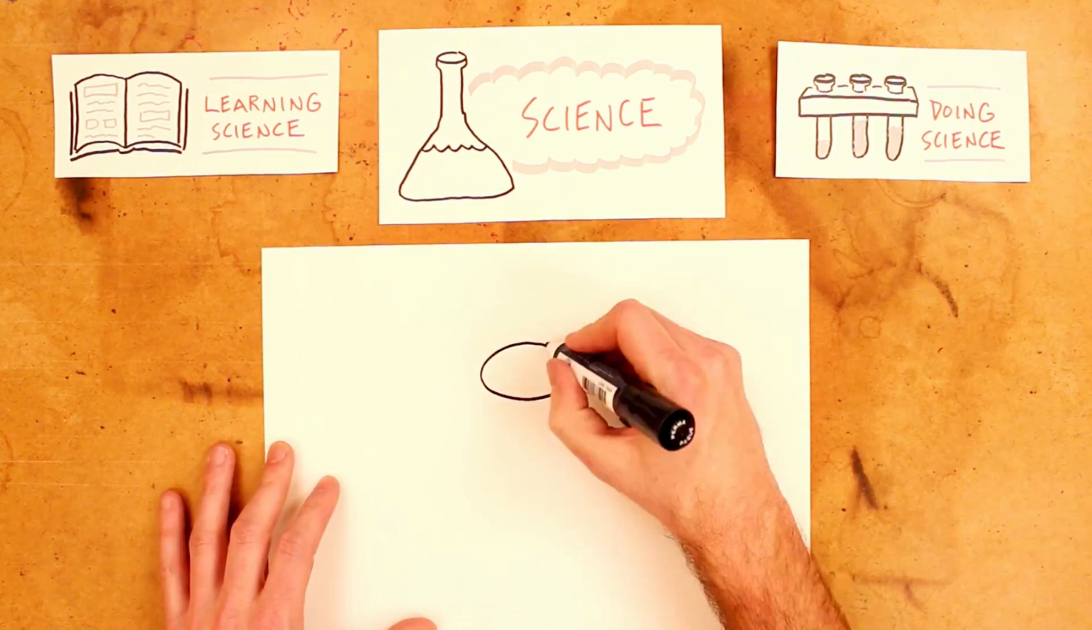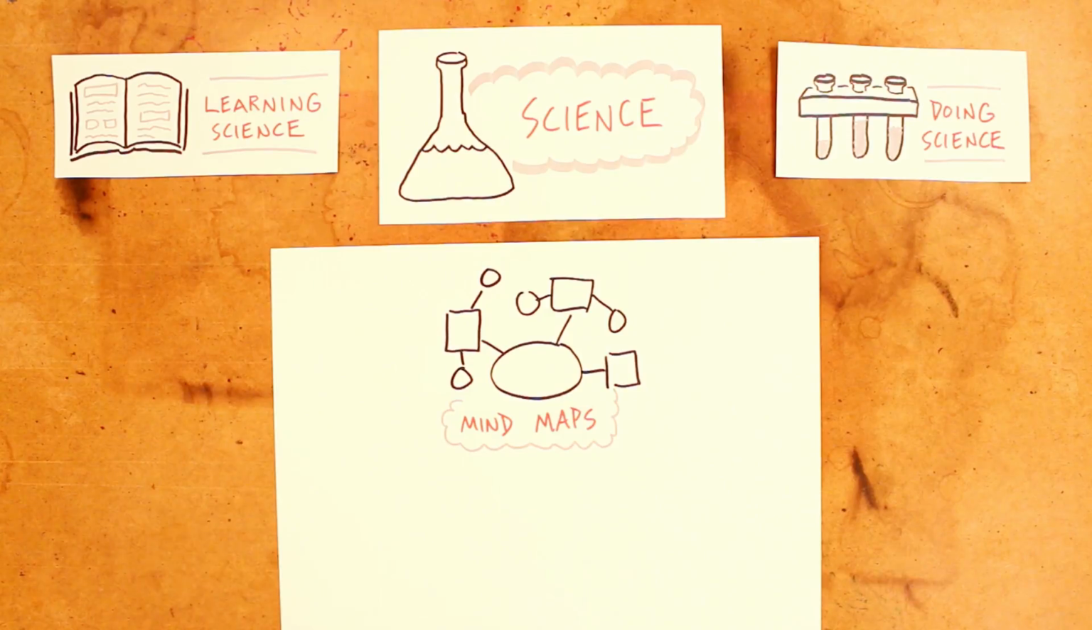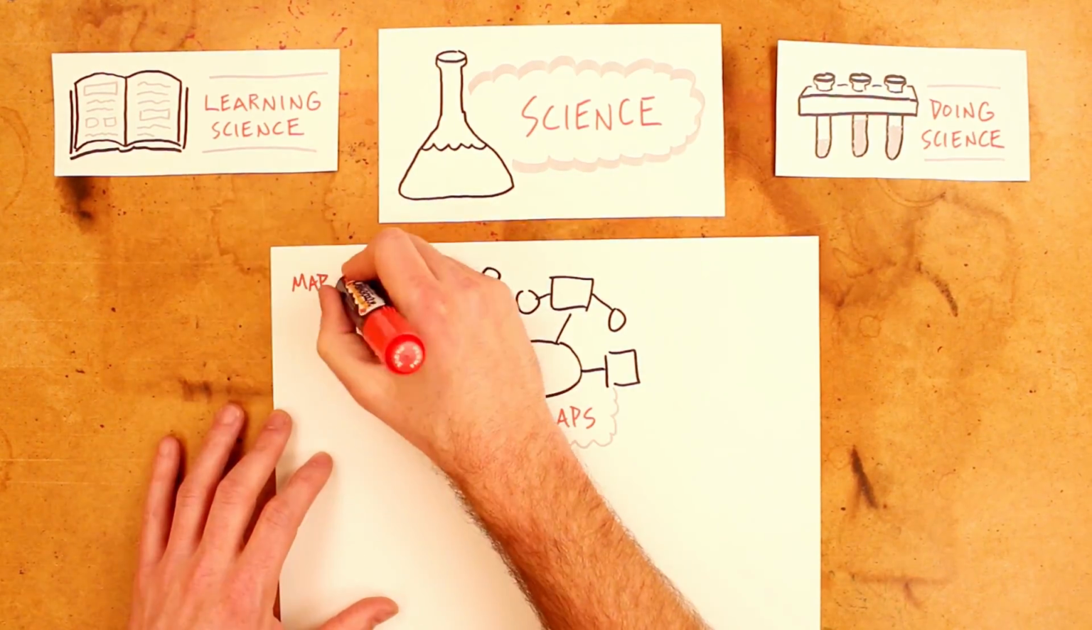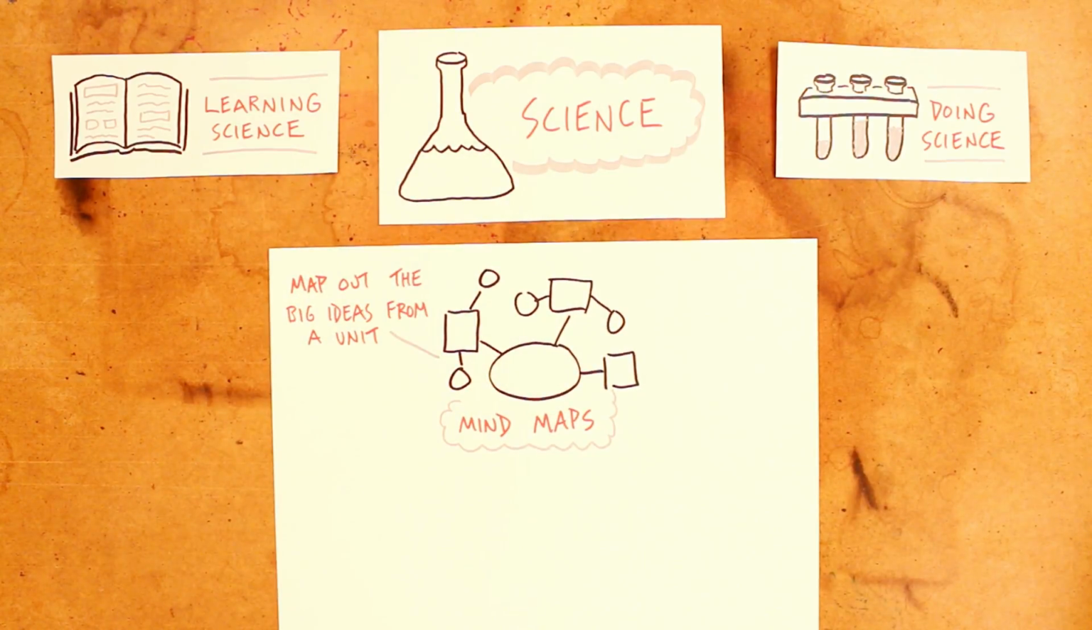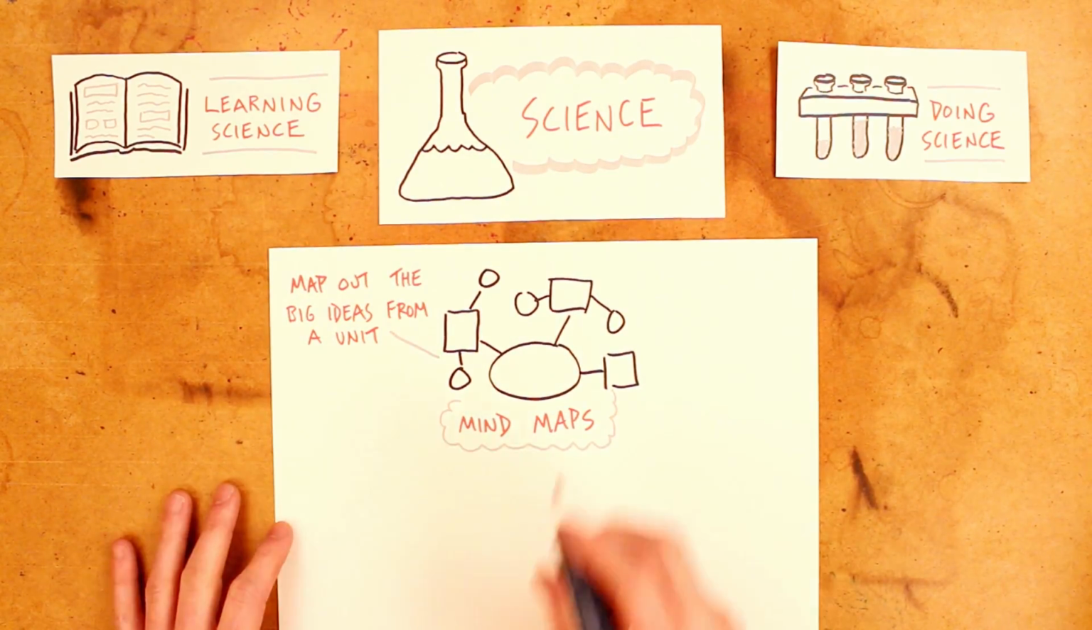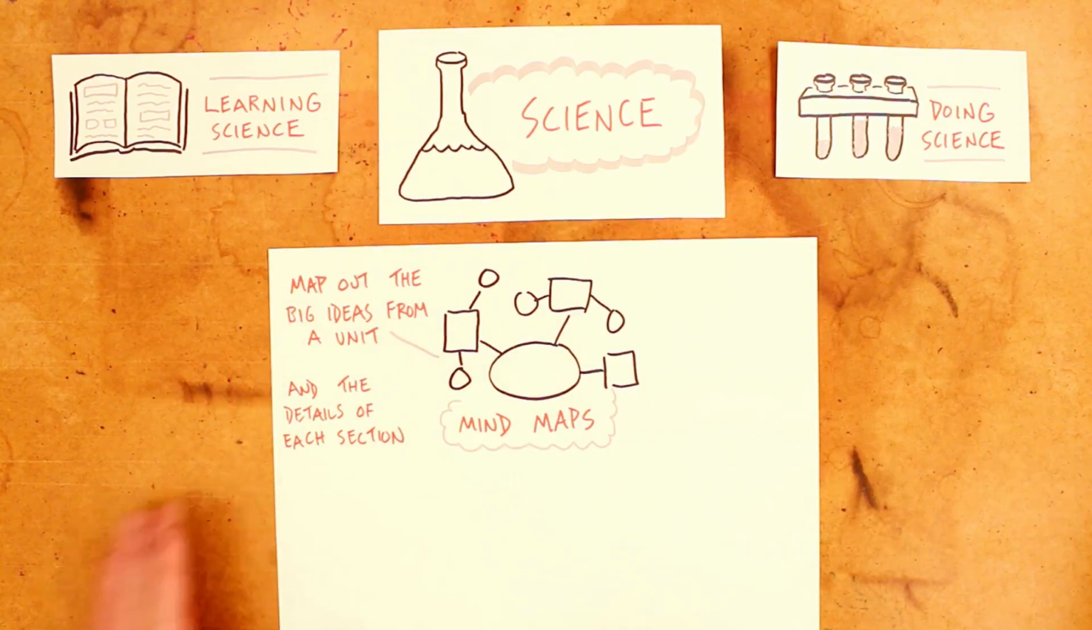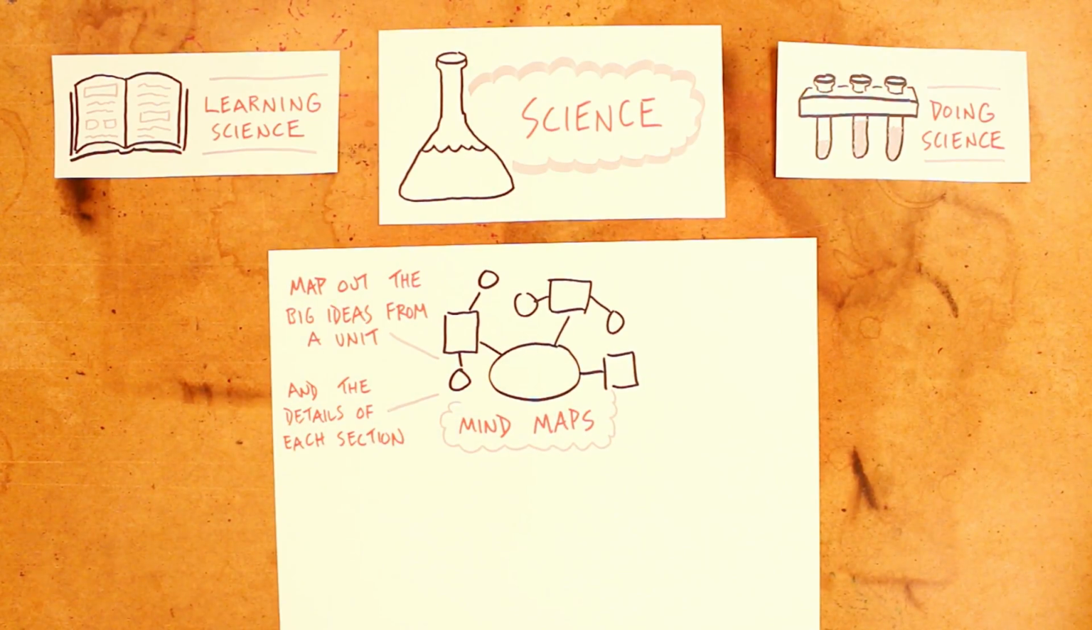Next, let's explore the flowchart's cousin, the mind map. When learning science, mind maps can help to map out an entire topic. A zoomed out mind map can outline the big ideas within a given unit, and then you can zoom in on any of those big ideas to create another mind map that contains the details of those big ideas.